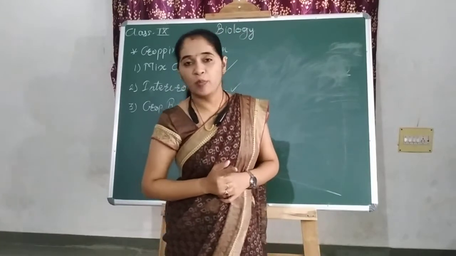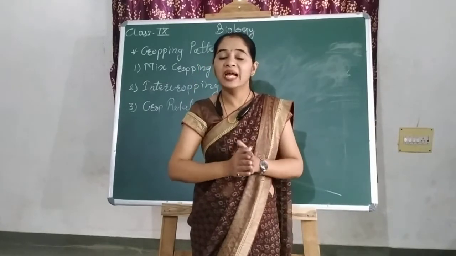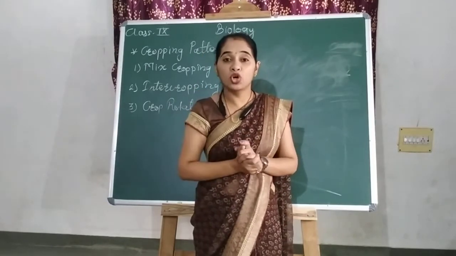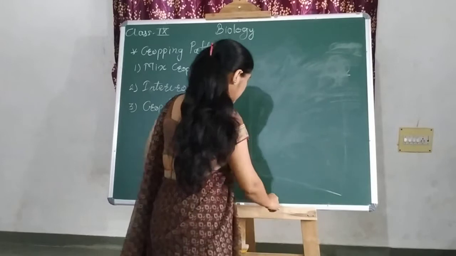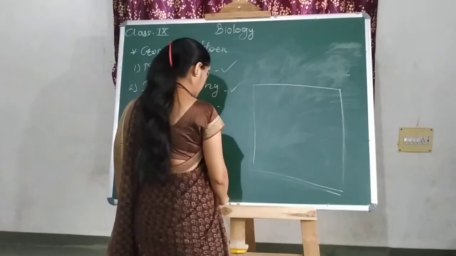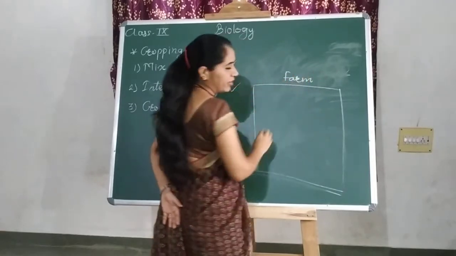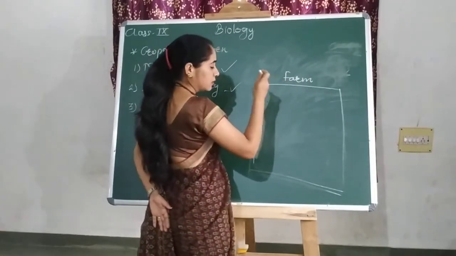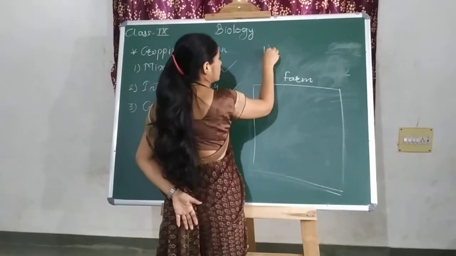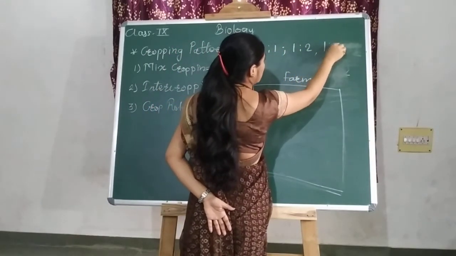Now in intercropping, like mixed cropping, 2 or more crops can be taken at a time, but the difference is that here we are taking the crops in separate rows. How? Just see here. Suppose this is your farm or the piece of land where you have sown the seeds. So the pattern of sowing the main crop and secondary crop can be 1:1 or 1:2 or 1:3. What does it mean?